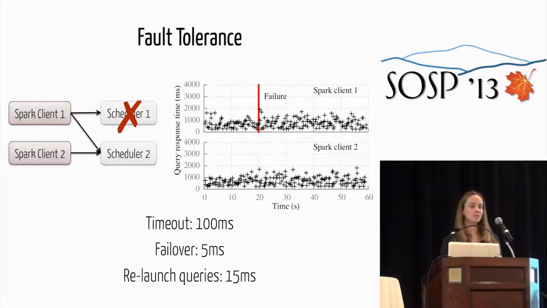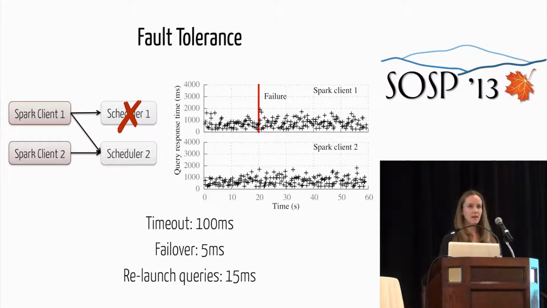Another nice property of Sparrow is that it provides fault tolerance. Here we're using 2 Sparrow schedulers with 2 Spark clients. Both Spark clients are initialized to start using their own scheduler, but they're also initialized with a set of schedulers to fail over to in the event that their scheduler fails.